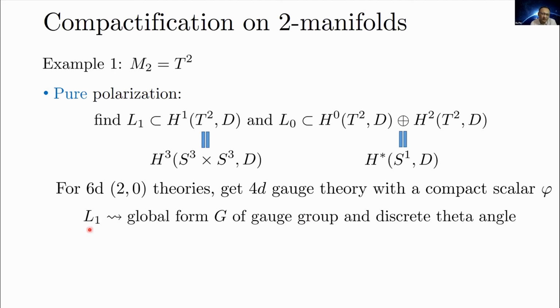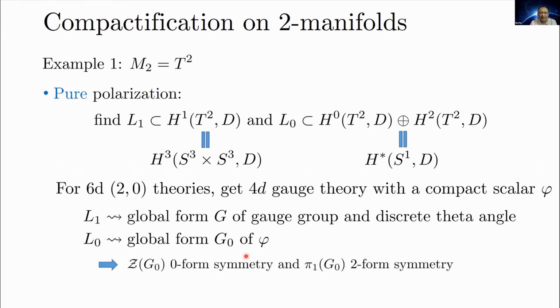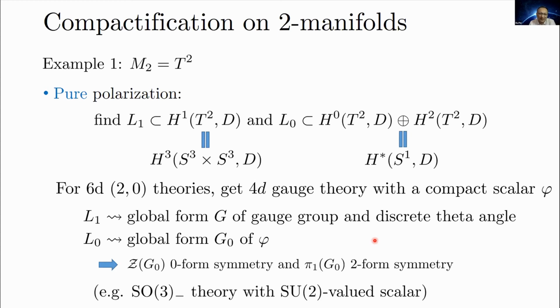Then the choice of the first subgroup L1 will tell you what is the global form of the gauge group and what is the discrete theta angle. And the second choice of L0 will tell you what is the global form of this compact scalar. It can be a group that is different from G. And depending on the form of G0, the theory can have 0-form symmetry and 2-form symmetry given by the center of G0 and pi1 of G0. And they can also sometimes have mixed anomaly. An example of a theory that one can get by compactifying is an SO(3) gauge theory with an SU(2)-valued scalar, for example.